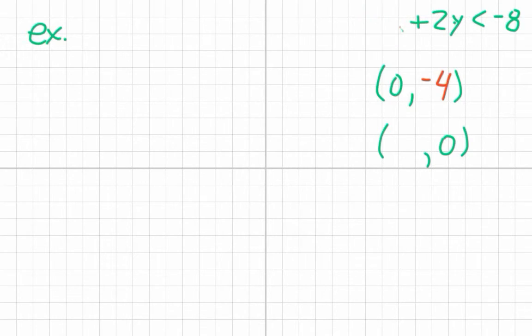And then let me fix my inequality. Now I'm going to figure out the second one. I'm going to take my 0 that's now in the y and put it in for y. 2 times 0 is just 0. So it's like I have 5x plus 0 is less than negative 8. To find my x value, I divide both sides by the 5. And then that would give me x is negative 1.6.